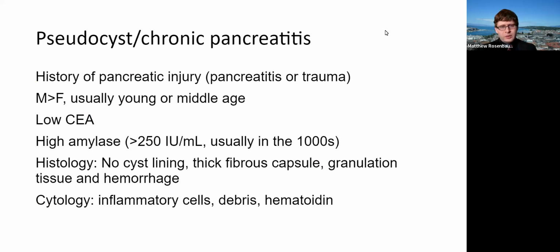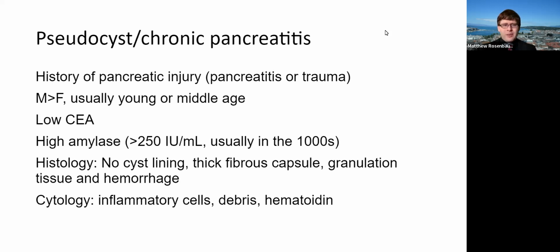You can do cyst fluid studies. I'm not going to talk too much about these, but in general, CEA is the one I care most about. High CEA, defined as greater than 192 nanograms per milliliter, is indicative of a mucinous or neoplastic cyst. That's an abnormal type of mucin to be seeing. That makes you think of either an IPMN, an MCN, or a PDAC.